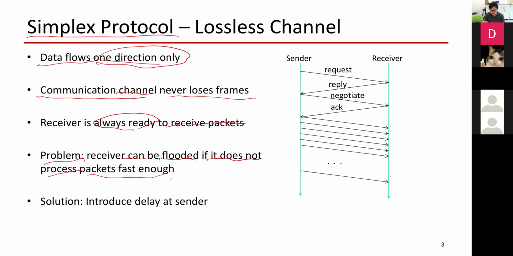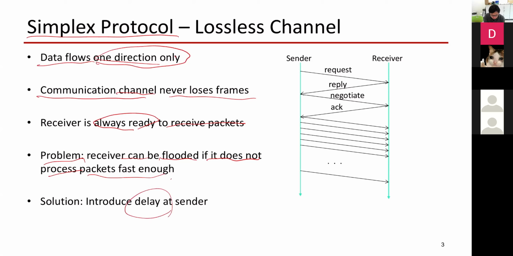So the solution is a delay at the sender. Why do we need a delay at the sender? Okay, I'm receiving. Okay, next. Okay, what's the phone number? 3631. I'm saying 631. Then I can say that. That's the power of delay that we're going to talk about.